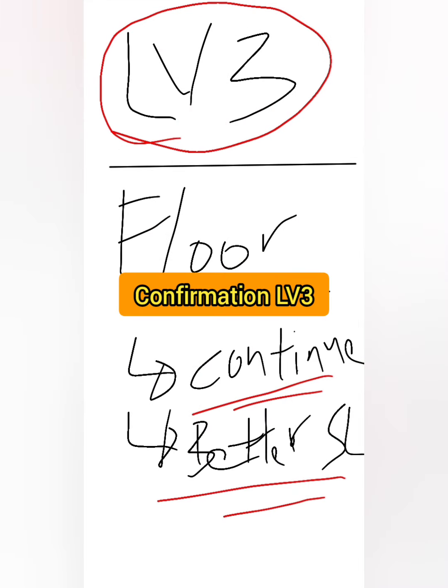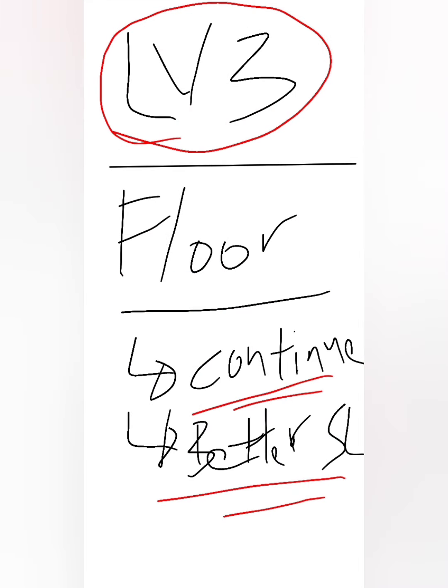Okay, now let's move on to confirmation level 3. You can combine confirmation level 1 and level 2 together. In confirmation level 3, we mentioned flow, and you have to understand what flow is. Flow can go up and can go down. We use flow strategy for continuation, for a better SL, and for re-entry.